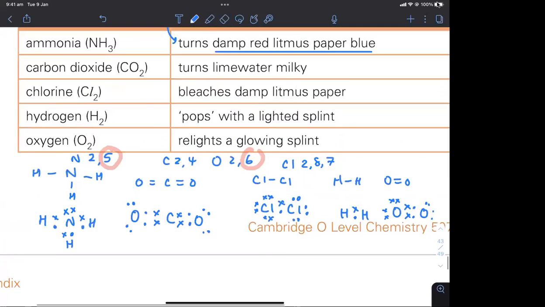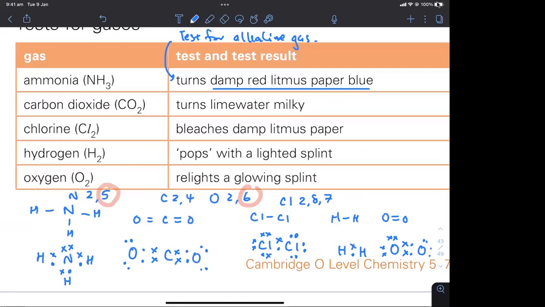These are all tests for gases. I hope you've done all these tests for gases before, whether as theory or in practical, the easiest ones being ammonia, carbon dioxide, hydrogen, and oxygen. Chlorine is a bit difficult to produce in the lab, but you can produce it in practical, and it definitely bleaches. Do you know what bleaches mean?